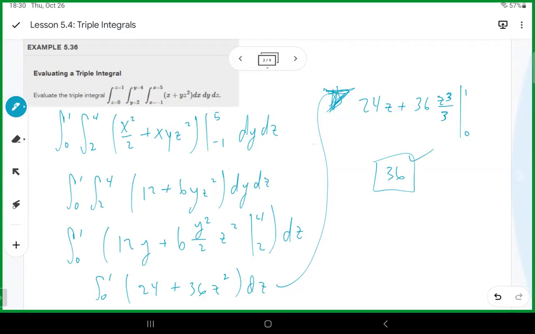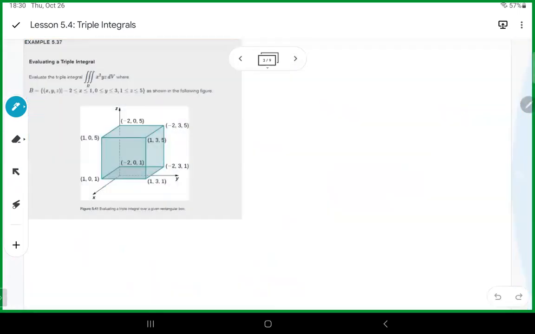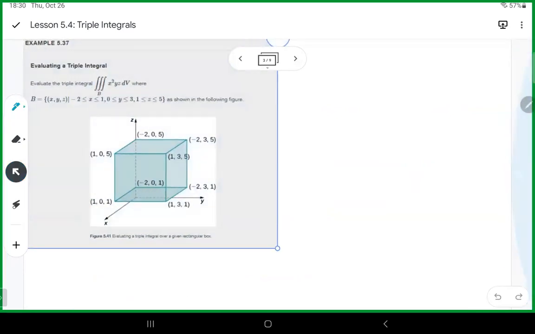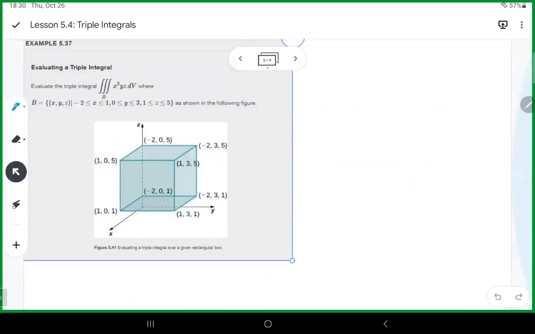So again, if you would have done it the opposite way, as long as you move your evaluation portions and keep everything the same, you should end up with 36 all three times, however you rearrange it. But I would just leave it the same.